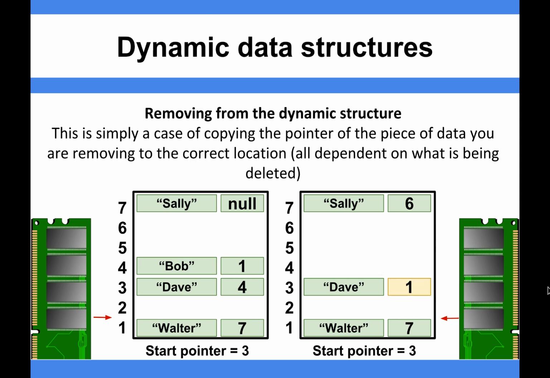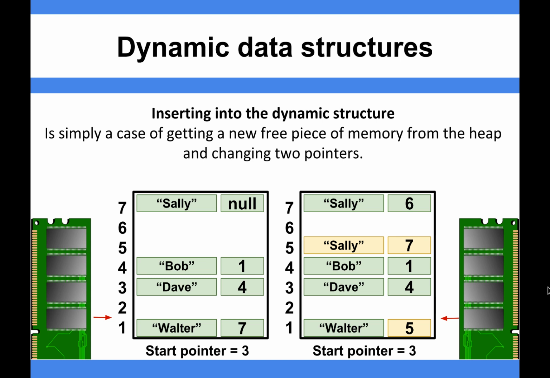Okay, and then finally, last one is if we wanted to insert. So currently we've got Dave, Bob, Walter, Sally. We want to insert after Walter a new bit of data. Again, I've gone with the name Sally. I think I just forgot to change the name, but don't worry about it. The concept's the same. So it's simply a case of getting a new free piece of memory from the heap, and we just need to change 2 pointers this time.